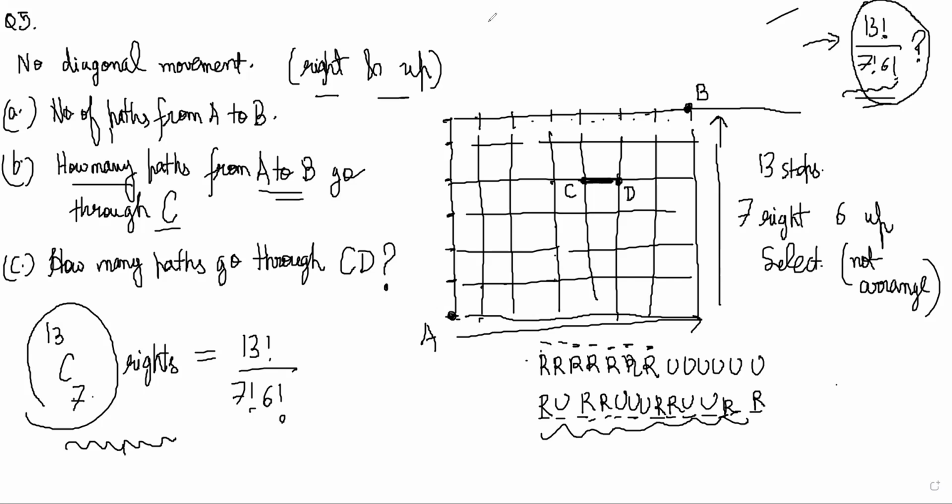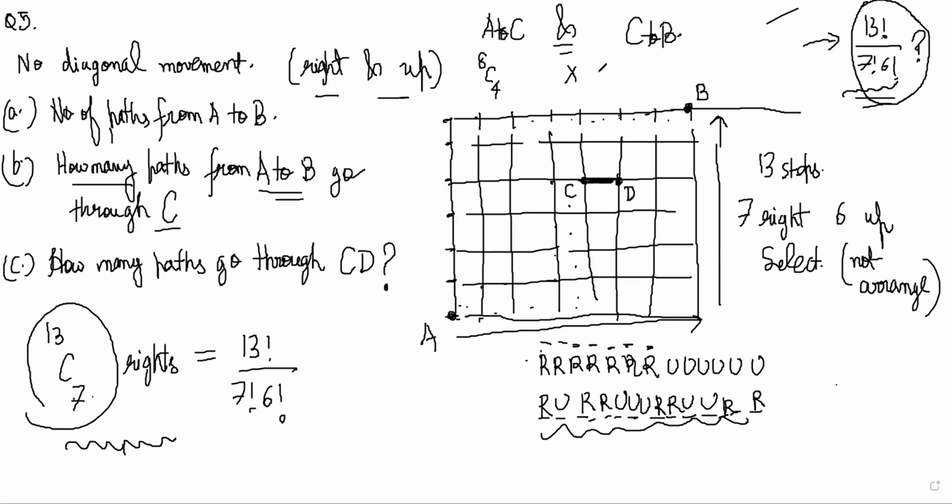Go through C means A to C and C to B. So the question has been broken into two parts with an AND statement. So this is the multiplication rule, right? Correct. So just do the question for A to C. It is simpler. 1, 2, 3, 4. 1, 2, 3, 4. So it is 4 up, 4 right, right? Correct. So the answer will be 8C4 ways to go from A to C. Out of the 8 steps, select 4 rights, right?